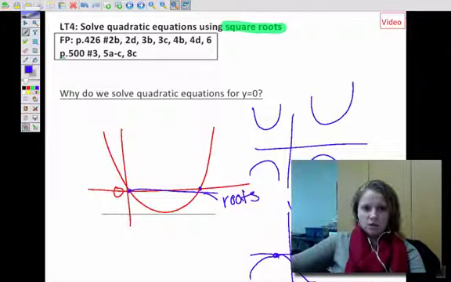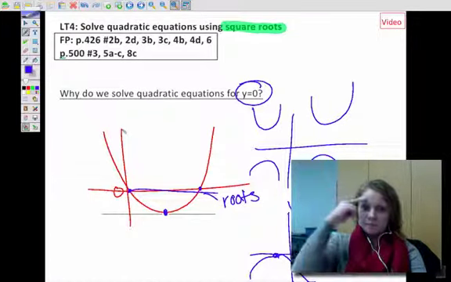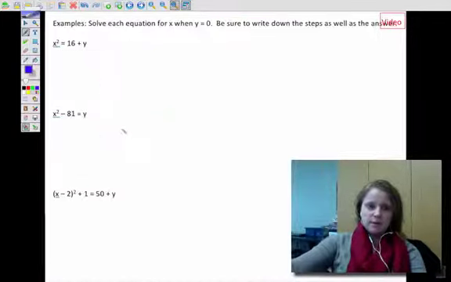Okay, we solve quadratic equations for y equals 0 to find our roots, because in the last video, or in class, we learned that from the roots we can then find the vertex, and if we have the vertex and the roots of a parabola, we are sitting pretty good. We can graph it, we can tell a lot if we have those 3 pieces of information. So we're going to move on to some examples here. We're asked to solve each equation for x when y is 0.